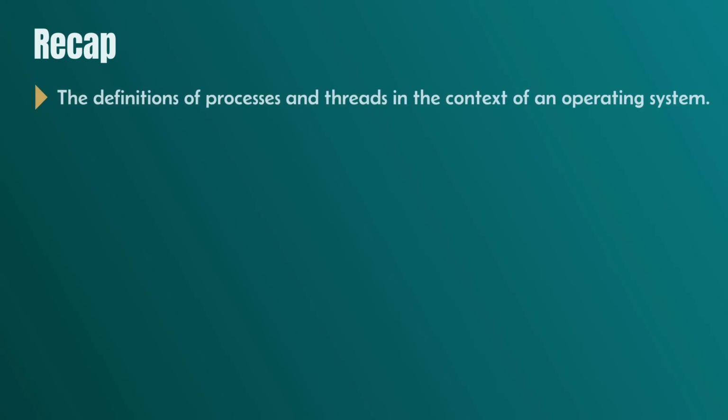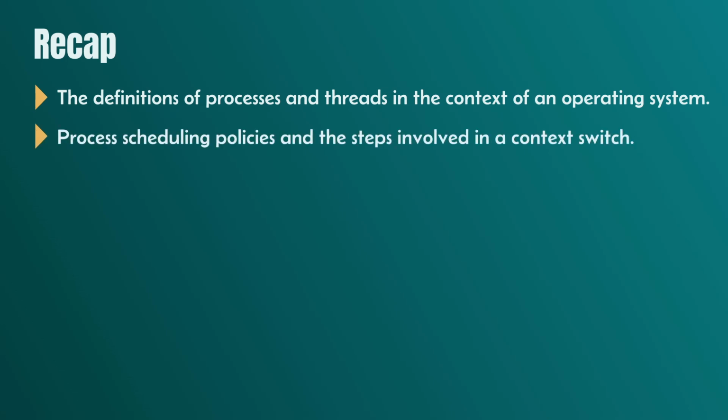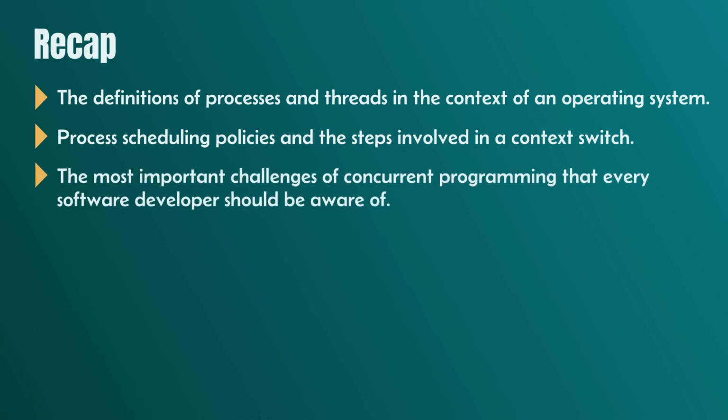In previous parts we learned about the definitions of processes and threads in the context of an operating system, process scheduling policies and the steps involved in a context switch, the most important challenges of concurrent programming that every software developer should be aware of, and the best practices for utilizing threads in Java. In this part, we will explore some of the best practices for addressing concurrent programming challenges in Java.